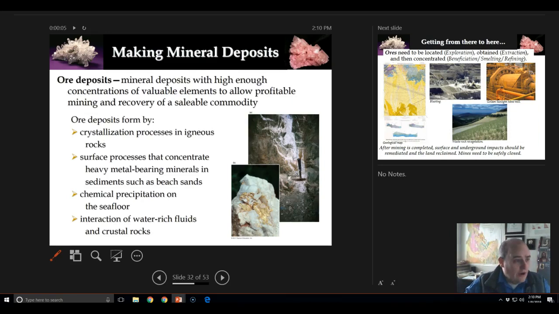Okay, so ore deposits. These are something that we often mine quite a bit. Ore deposits are mineral deposits with high enough concentrations of a valuable element to allow it to be profitable. Usually what we call mineral reserves, if you remember, that's the economic aspect, are often ores as well. Ore deposits usually form from crystallization processes in igneous rocks. They can also form from the erosion of surface materials that concentrate them in certain places. You can have certain concentrations on the seafloor and so forth. But there are many places where you can have high amounts of that material.